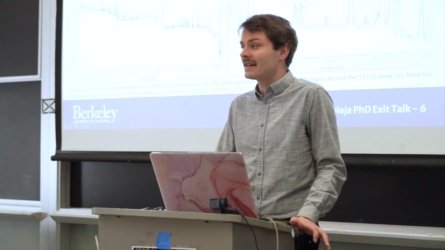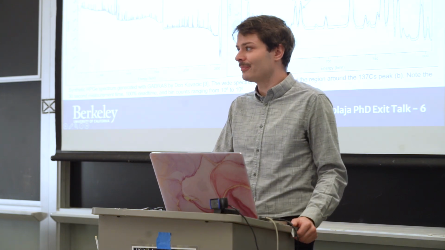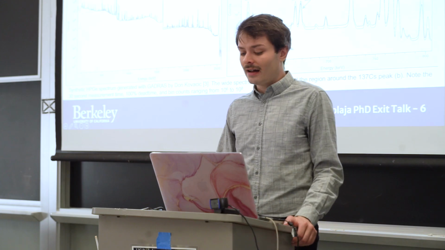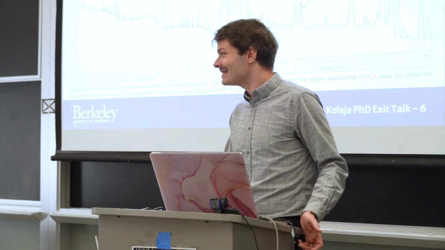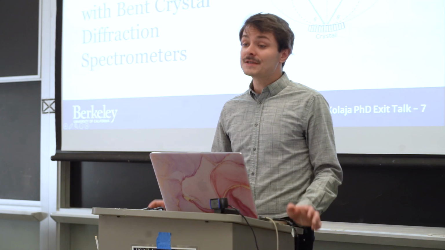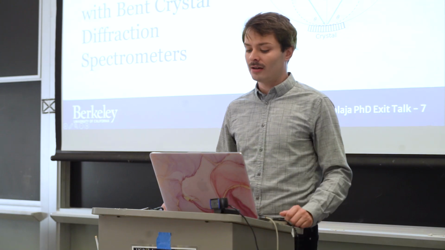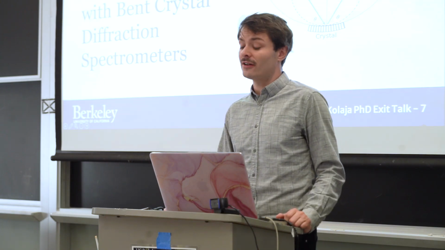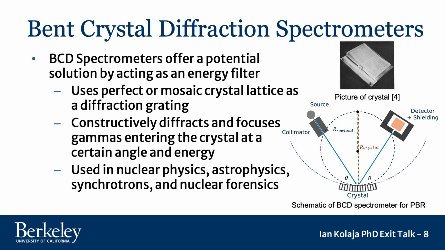There are some specialized setups that can break 1 million, but there are some compromises there. And you might be wondering, what can we do to make this easier? This brings us to the first half of my work, where I explored the use of bent crystal diffraction spectrometers for burnup measurement. So BCD spectrometers, they basically act like energy filters for gamma rays.